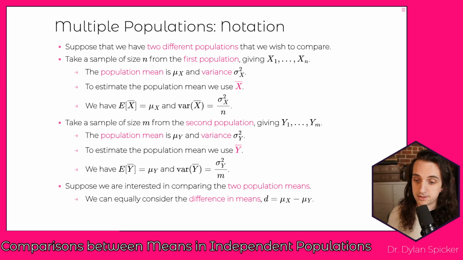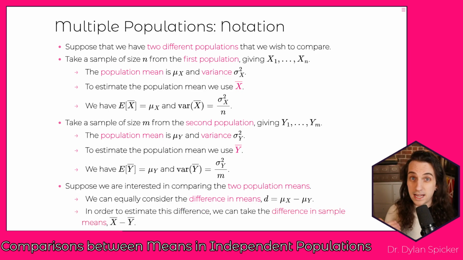Now, if we want to estimate this difference, probably the most intuitive way that we could go about doing this is by taking our sample mean of x, our sample mean of y, and taking the difference between the sample mean of x and the sample mean of y. This is a fairly intuitively compelling estimator, right?